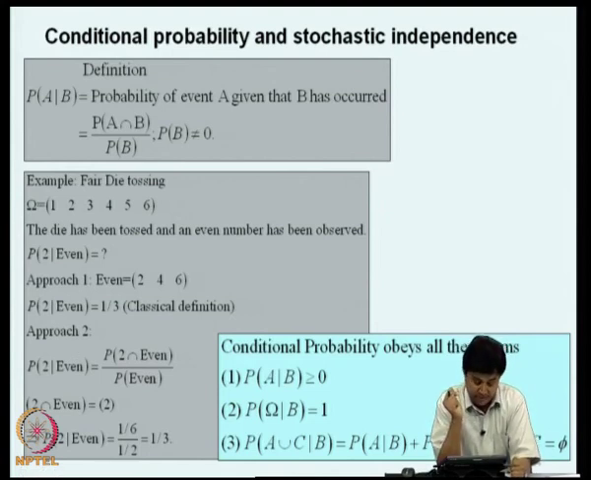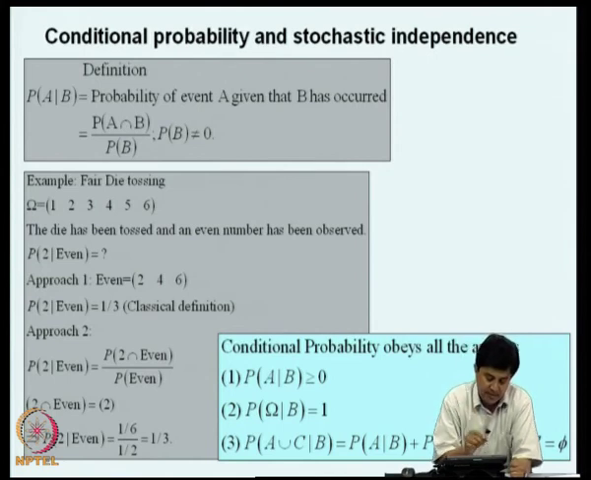The next concept that we need to consider is the notion of conditional probability and stochastic independence. The definition of conditional probability is here. Probability of A conditioned on B is, this is how we should read it, this vertical line is to be read as conditioned on. So, this is probability of event A given that B has occurred. It is by definition probability of A intersection B divided by probability of B, with the condition that probability of B is itself not 0.